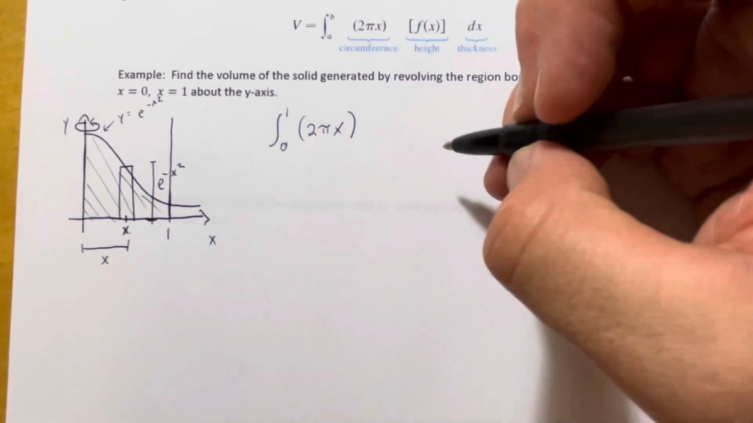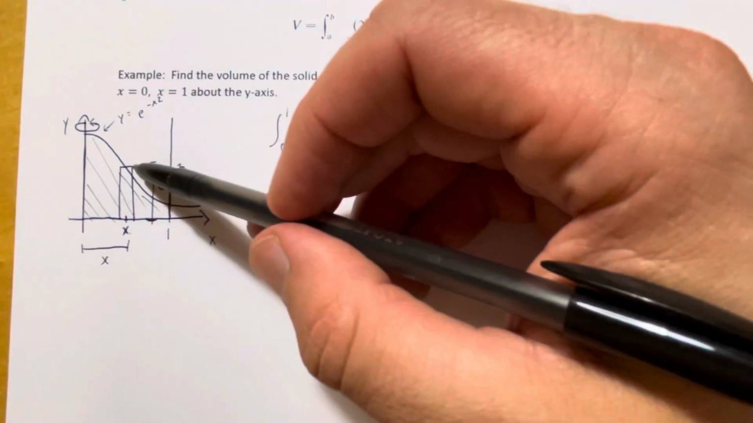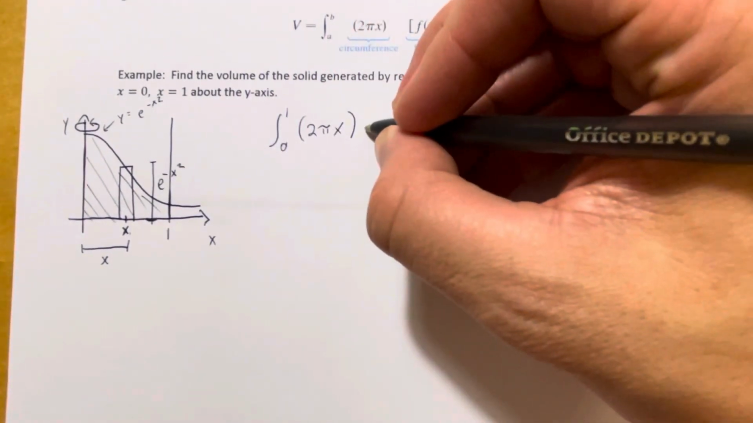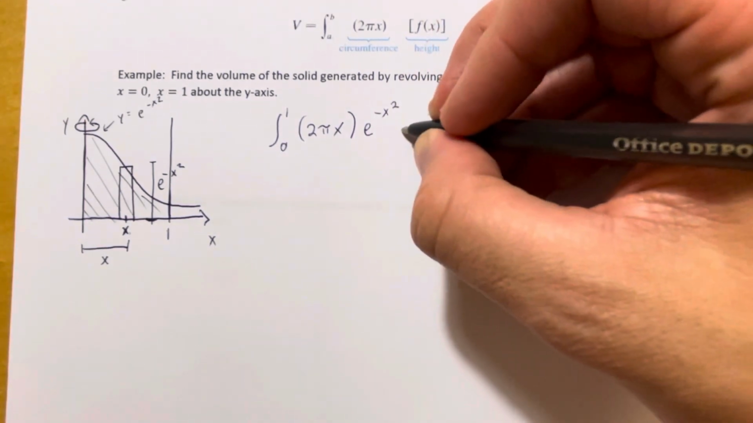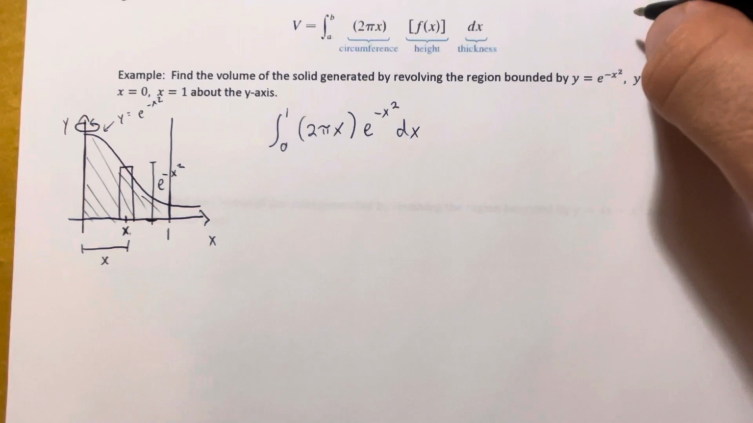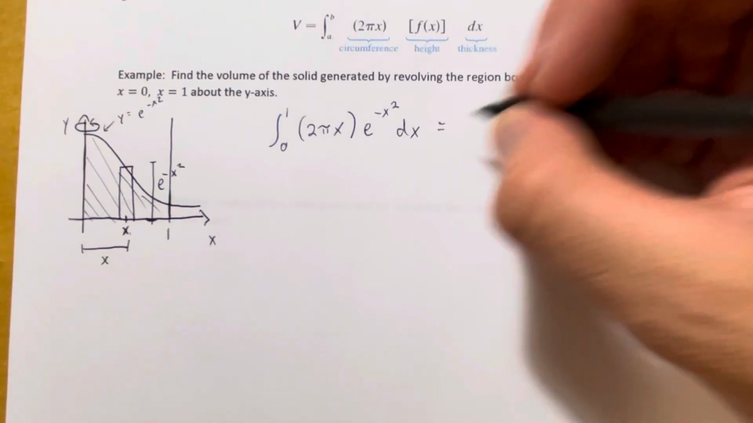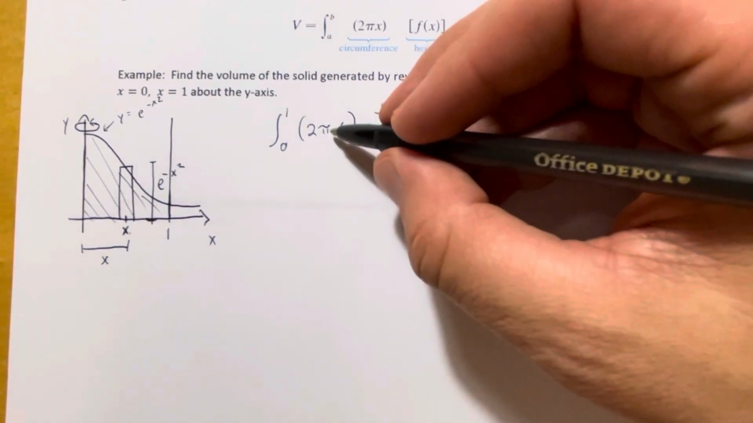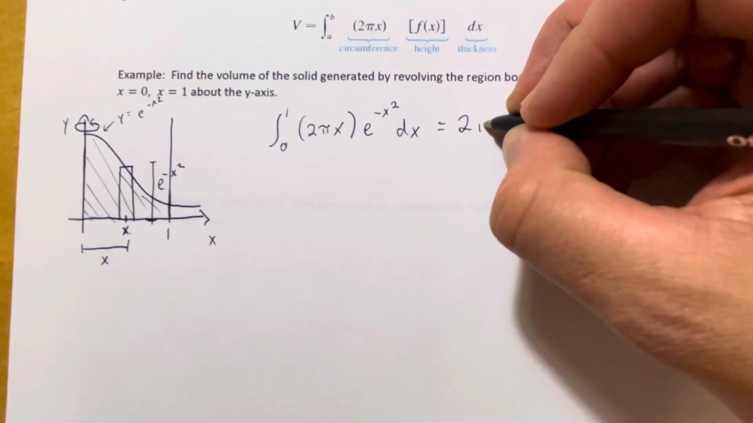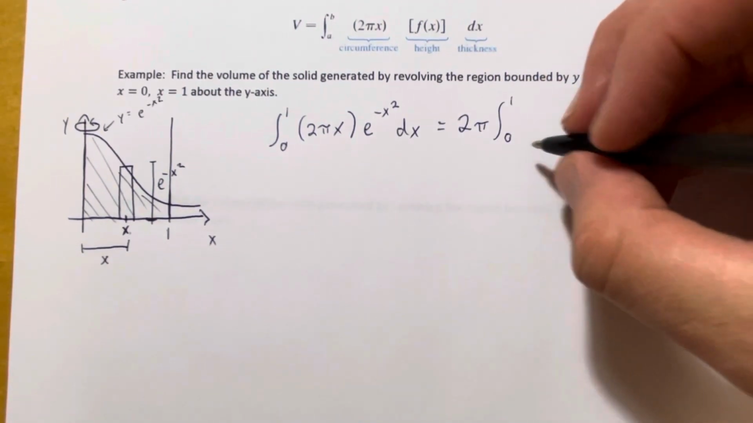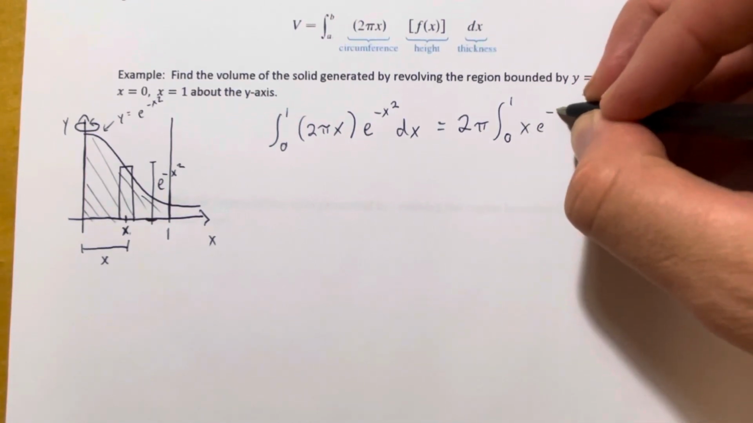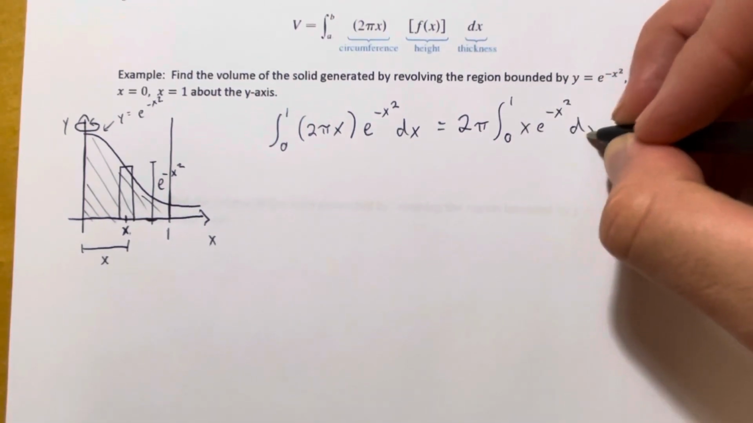Next, I need the height of my cylindrical shell, which will be the same as the height of my rectangle. That's e to the negative x squared. And then I have this dx right here. Okay? Which I can slightly simplify this. The 2 pi being a constant can be pulled out. So I'm just going to go ahead and pull it out. This is the integral from 0 to 1 of x e to the negative x squared dx.